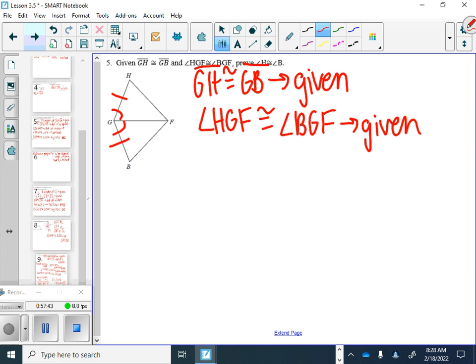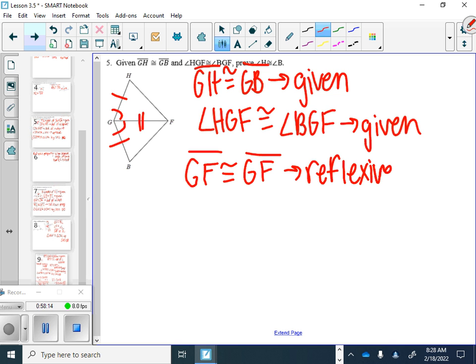Okay, let me ask you this. I've got a side and an angle, so this must mean it's side, angle, side, right? It can't be side, side, side, so that means I need another side. GF is congruent to what? Good, GF is used for both triangles. So it's going to be congruent to itself by the reflexive property. GF is congruent to itself. Anytime you see a part that's with both triangles, it's got to be congruent to itself. Okay?